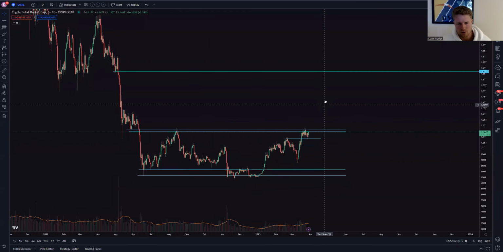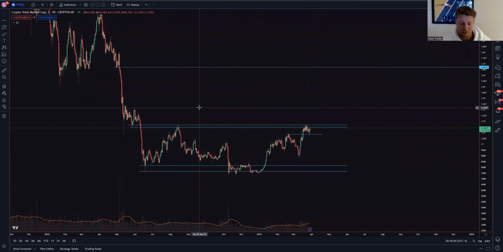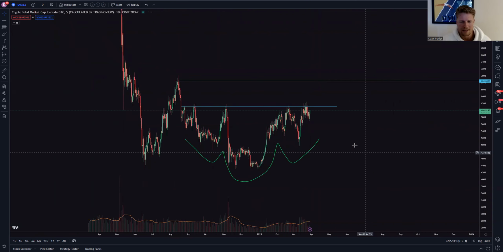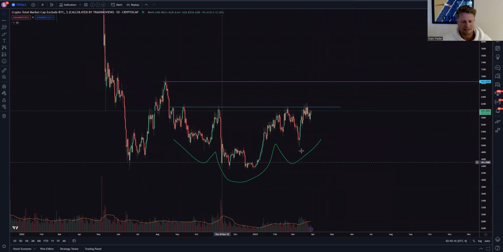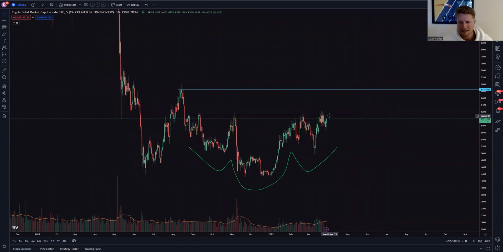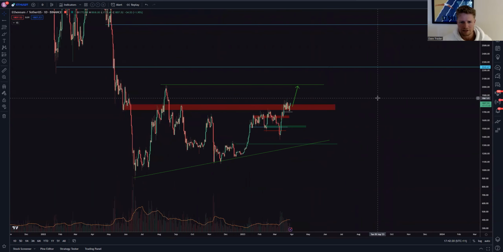So that's total, and in my opinion, that's just a really clean breakout of what looks to be an accumulation range. Okay, now the next thing I wanted to talk to you guys about is total 2, because we're at a really key level through here and in a massive inverse head and shoulders. Ethereum is leading the way, looking really nice here.